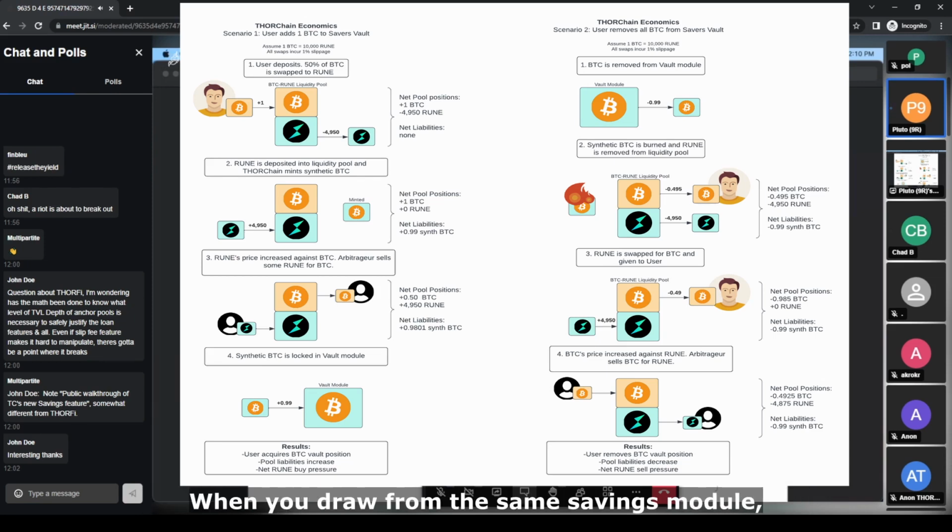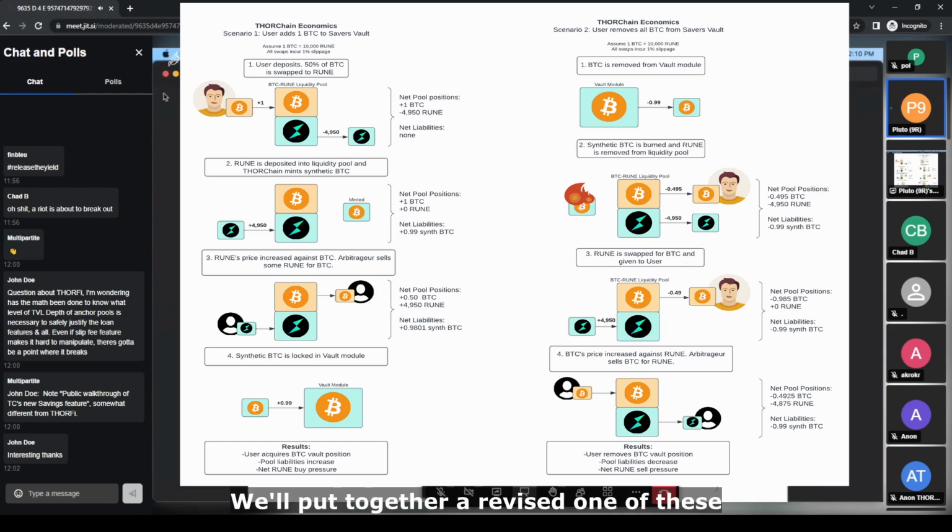When you burn it, same thing. When you withdraw from the savings module, the same thing basically happens in reverse. The synthetic BTC is burned, the Rune is removed from the liquidity pool and swapped to BTC, and the user gets back their 1 BTC plus any yield that has accrued as a result of essentially being an LP in that pool during that time. So that's essentially the different scenarios for savings.